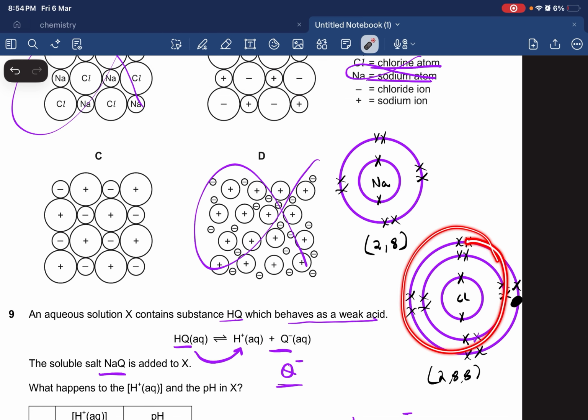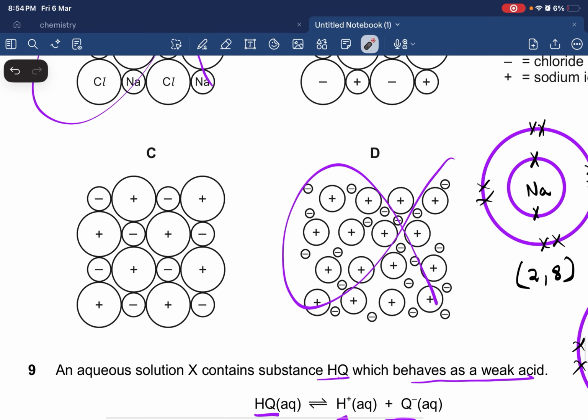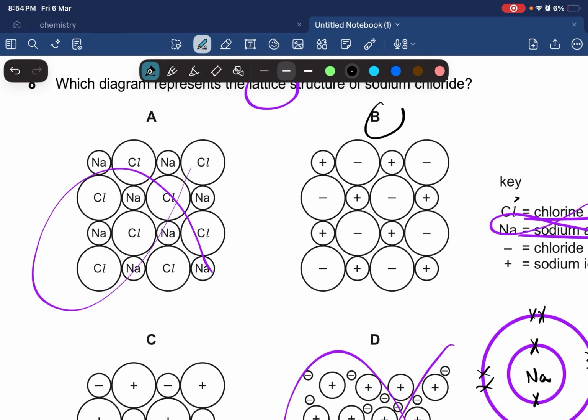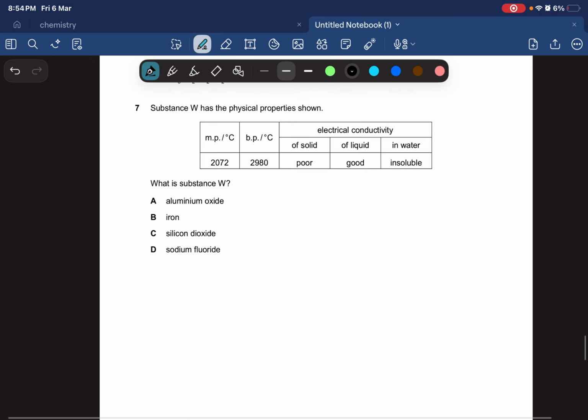So we're looking for a negative ion that's larger. Over here, the positive ion is larger. That's incorrect. The chloride ion has to be larger than the sodium ion. So option number B. Right?